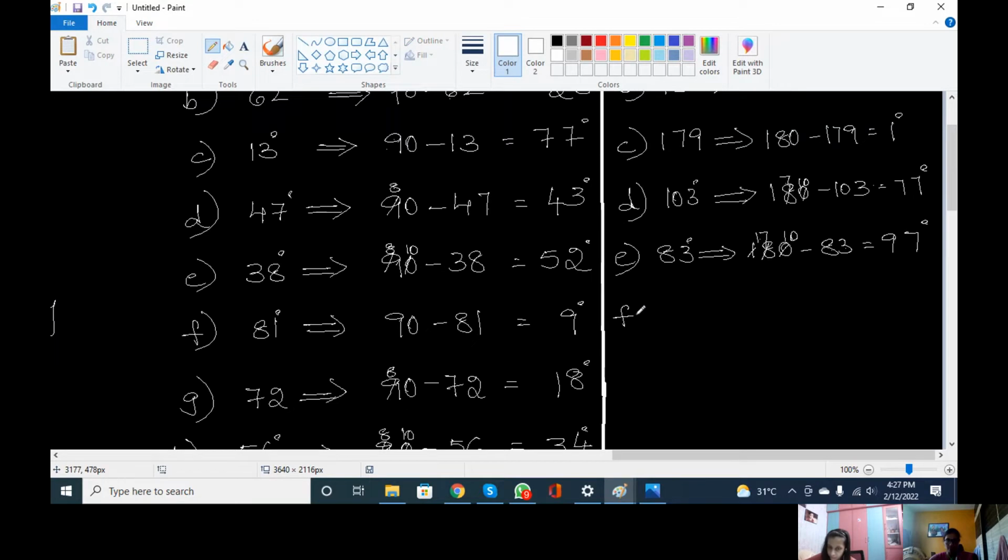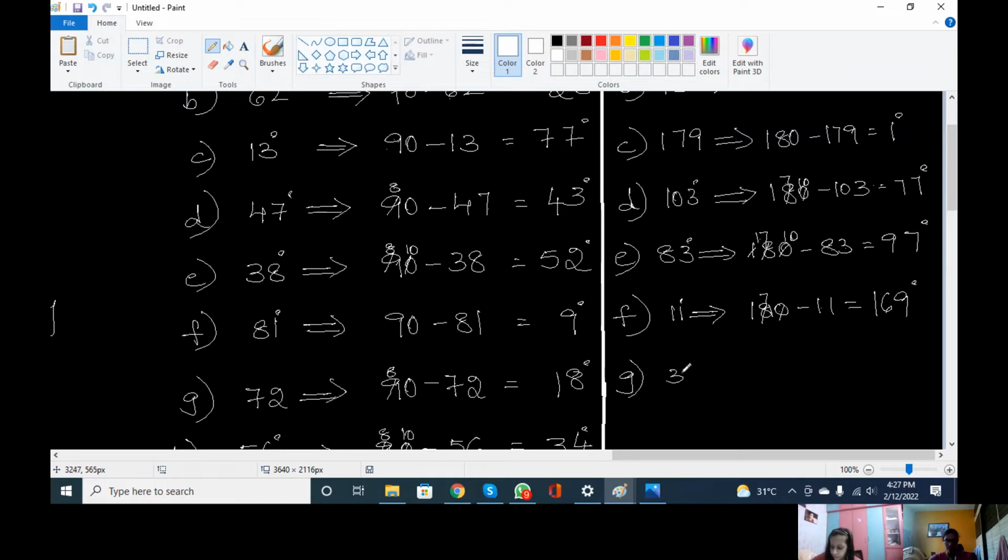Next, F. 11 degrees. So 180 minus 11. Tell me 10 minus 1? 10 minus 1 is 9. Yes. And 7 minus 1? 6. Yes. And 1 is like that. 169 degrees is the supplementary for 11 degrees.